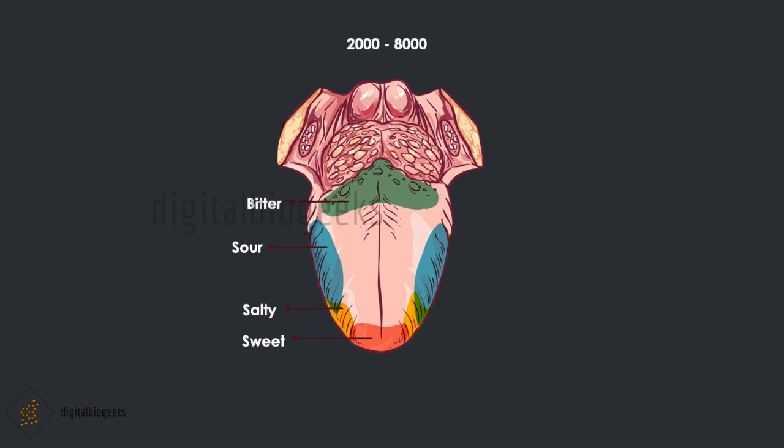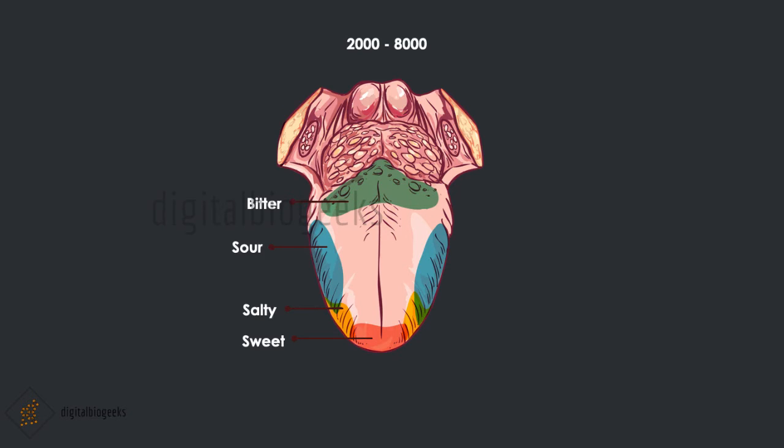The first taste we can detect when we eat is sweet, as the taste buds for sweet are at the tip of the tongue. Taste buds on the sides of the tongue can detect sour taste. Taste buds at the back of the tongue can detect bitter taste.